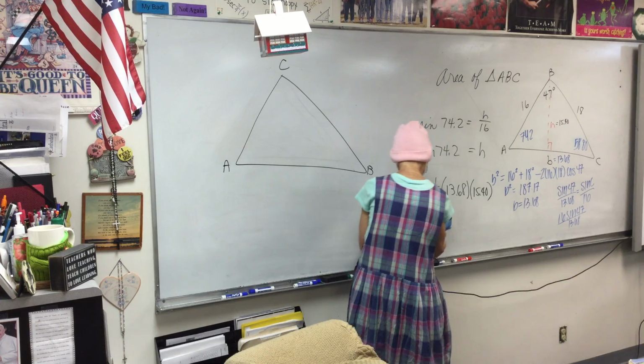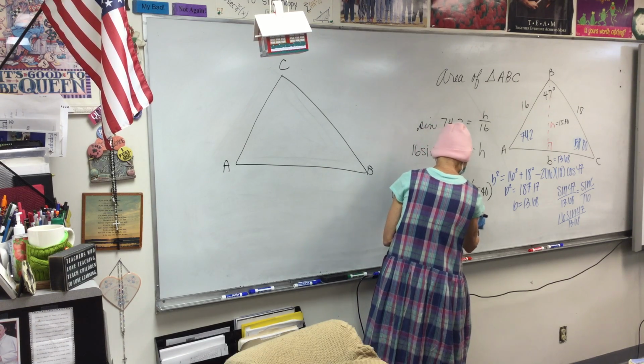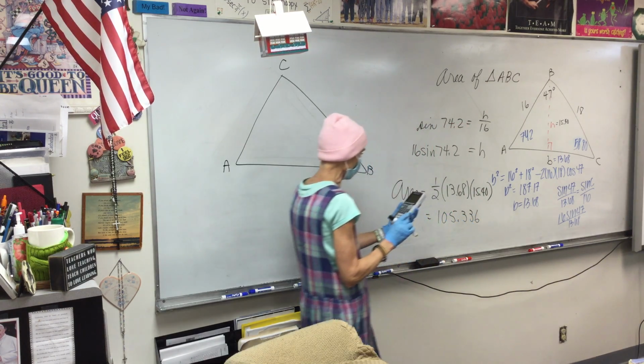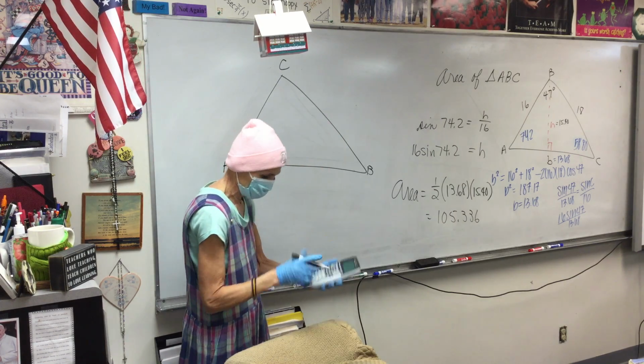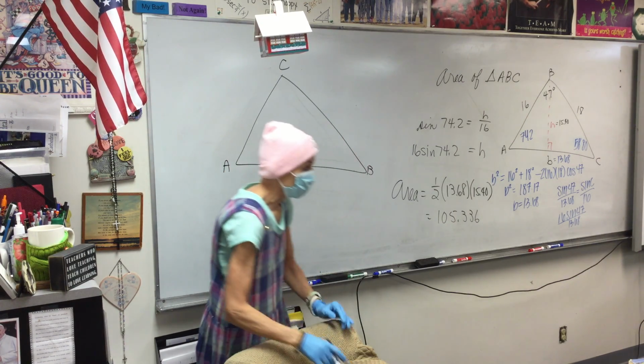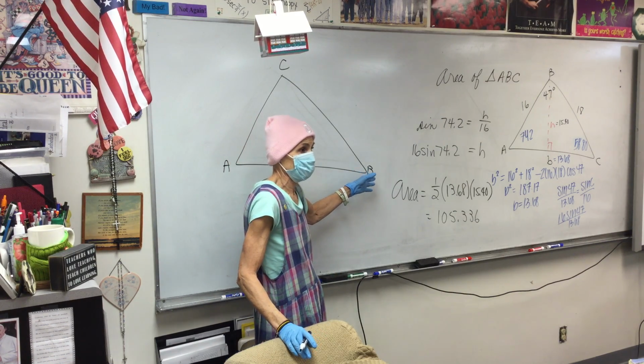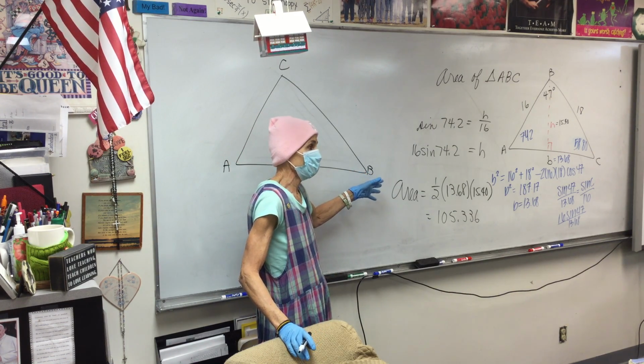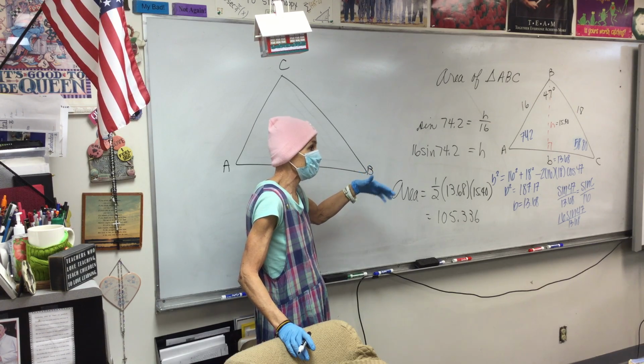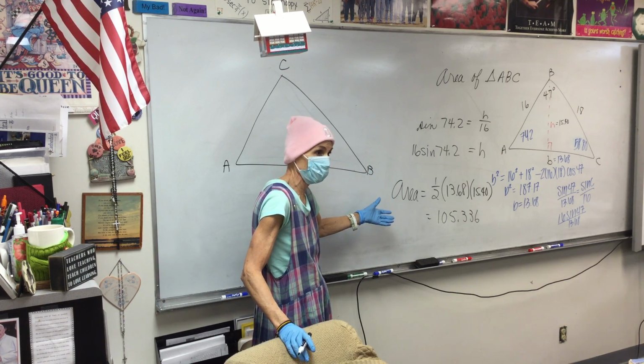And I got 105.336. What about you? Did I type that in right? Yeah. Now, that wasn't bad at all, was it? Well, it wasn't bad at all, given that Victoria had already done all that work.